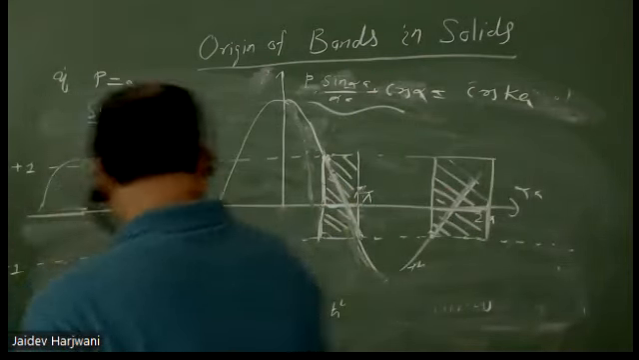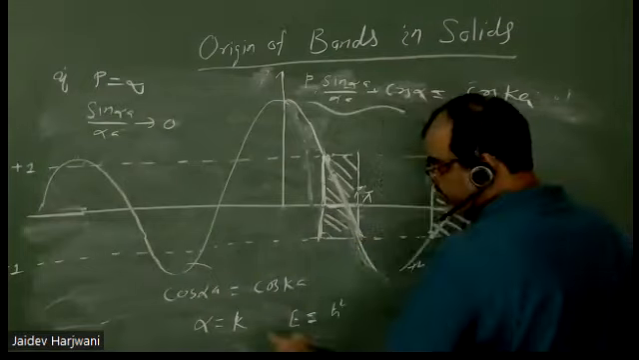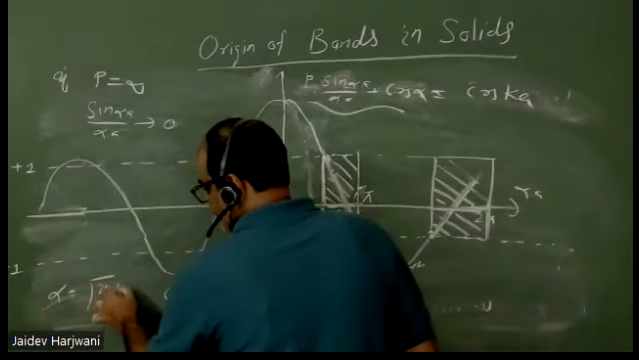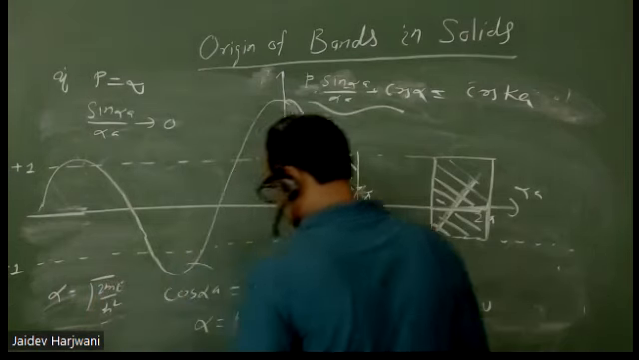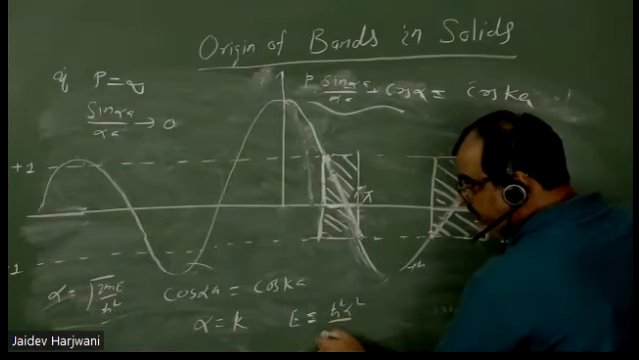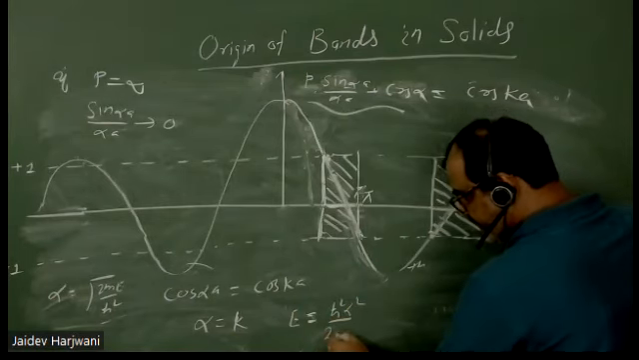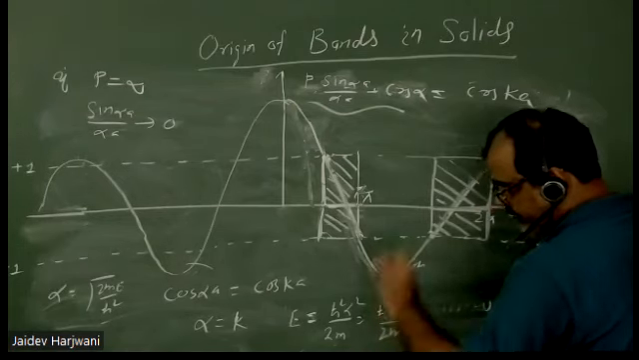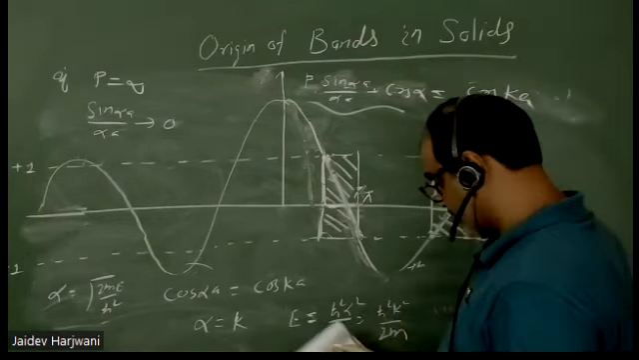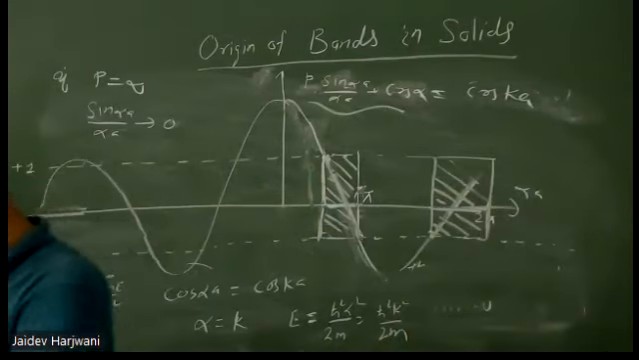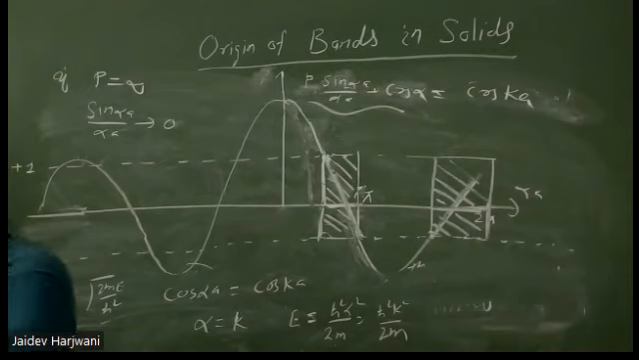So in the beginning we said alpha square is 2mE upon h cut square. Now alpha equal to k, so my energy is h cut square alpha square by 2m, which is equal to h cut square k square by 2m. So this should be for p equal to 0. No, let me check, did we make some mistake?